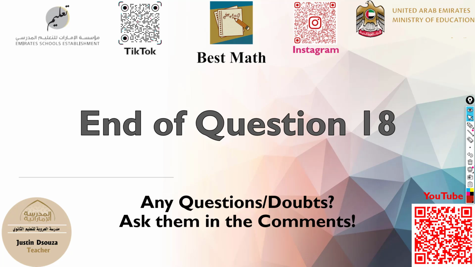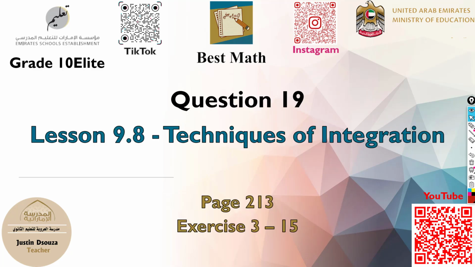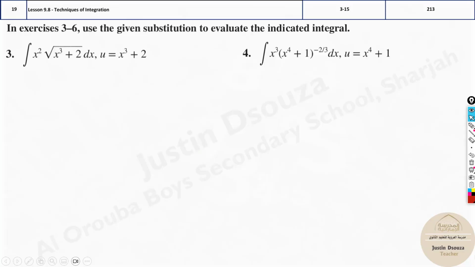Question 19 is on techniques of integration. Here you have been given questions, and sometimes you have been given what the u value is. All the problems are u substitution, but sometimes u is not given, and you need to assume it. Whenever u is given, it's so simple and so easy.